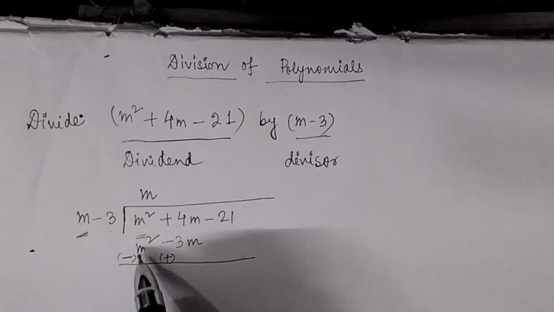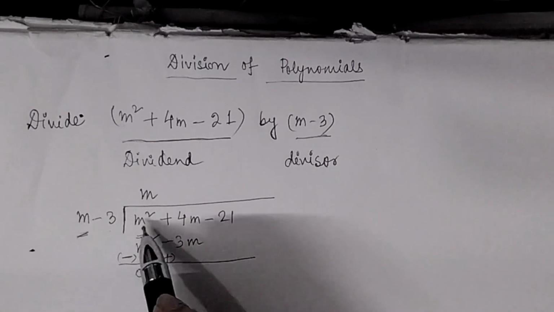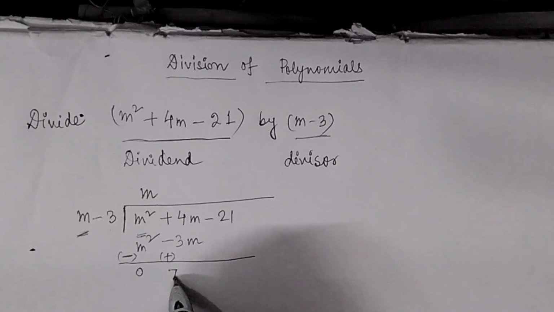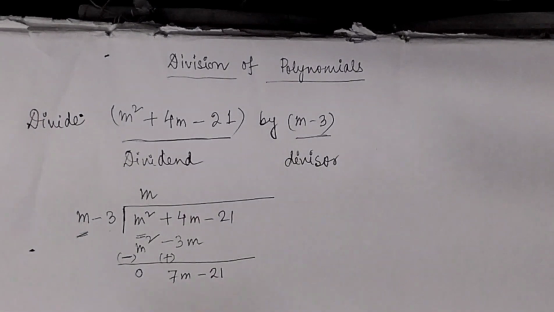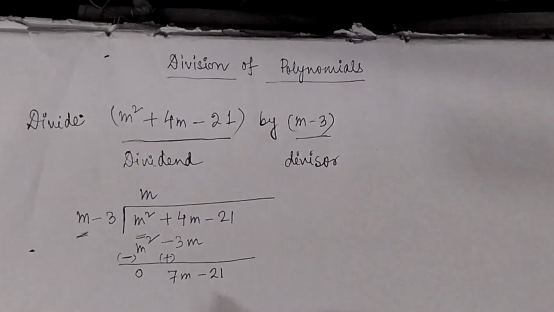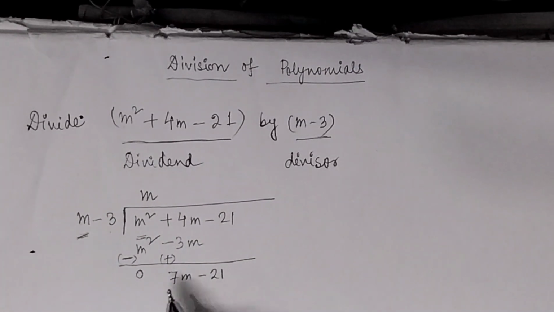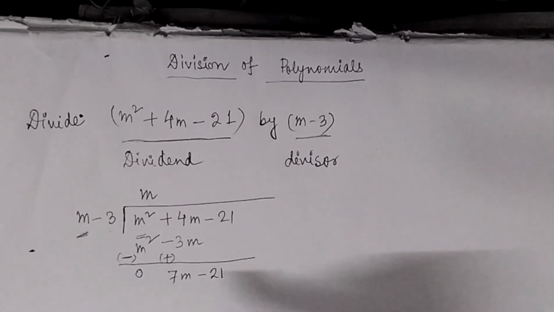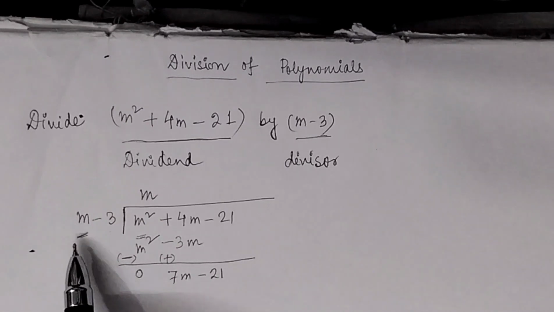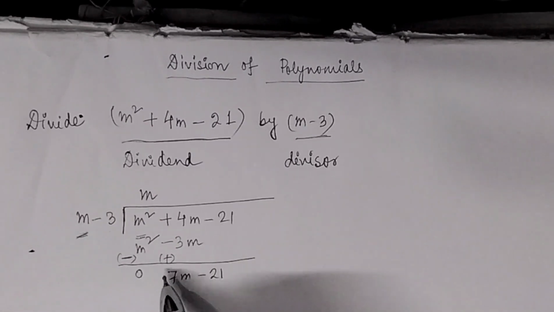So here after changing the sign, we are getting 0. That is, the terms are eliminated. And here we get 7m minus 21. Right? Now again the same process is to be followed. I have to take this 7m, and here it is m. This process should be continued till you get a term or expression in which the highest power of the variable is less than the highest power of the divisor. But in this case also we are getting the same, not less. So again I have to continue the same step.